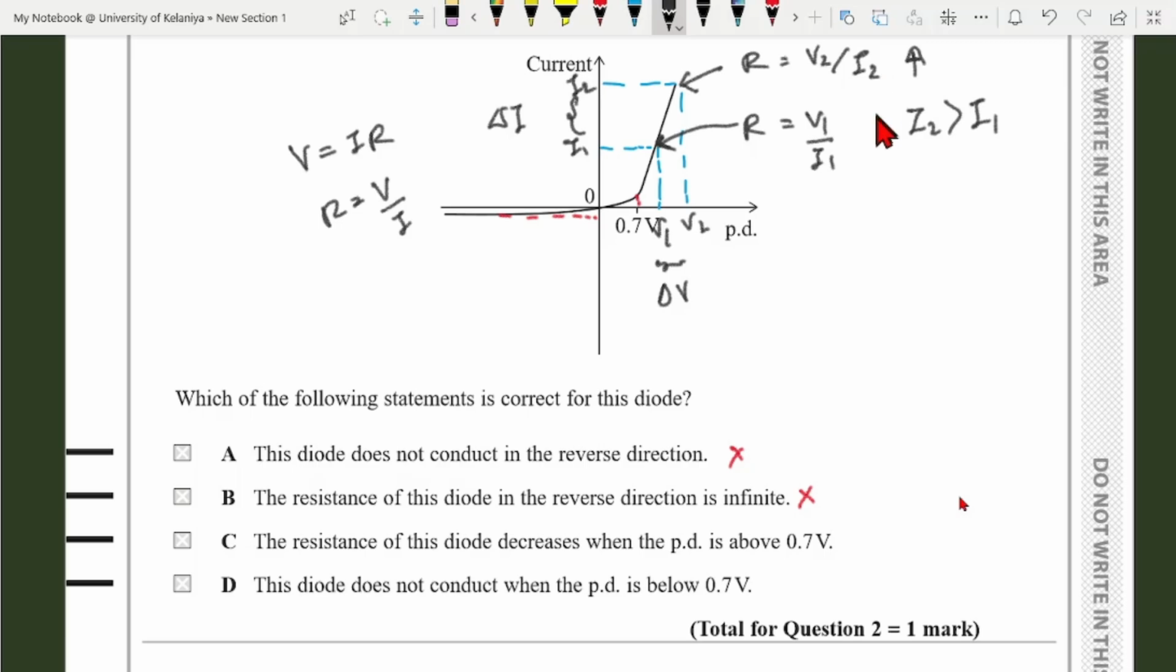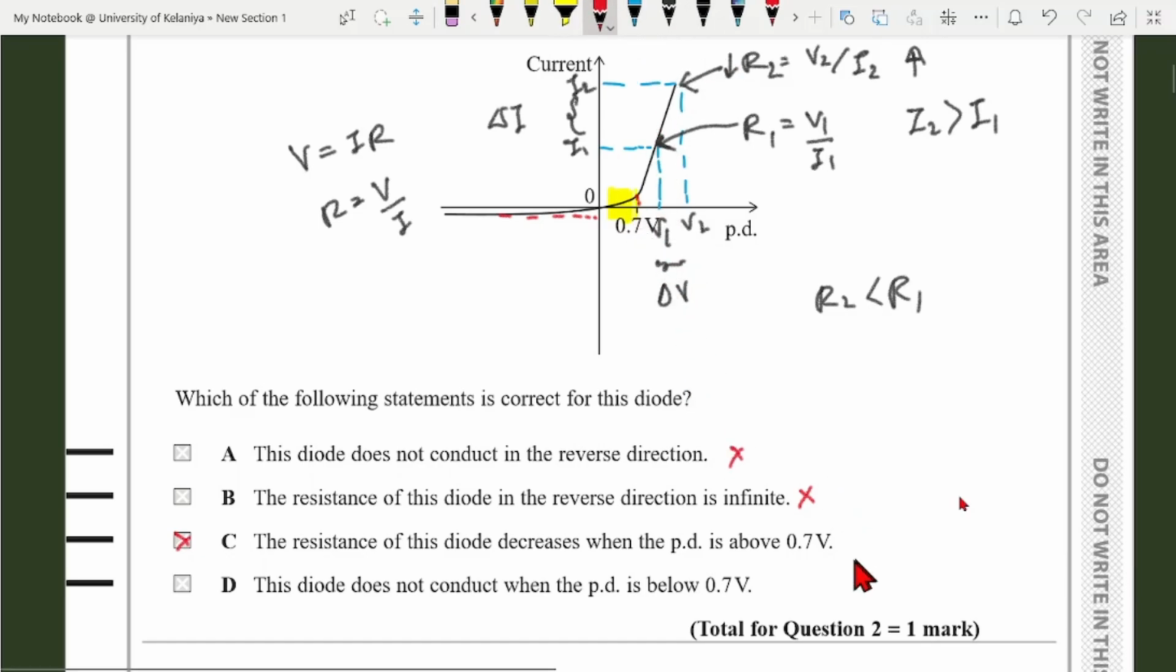I2 is greater, so the resistance here, let's call it R2, will be less than R1. So the resistance of this diode decreases when the potential difference is above 0.7 volts. That is the correct answer. This diode does not conduct when the potential difference is below 0.7. That is also wrong, because you can clearly see we have a small current over there.